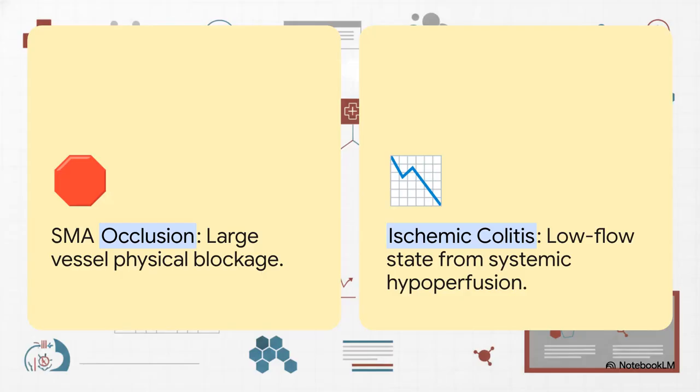Let's contrast the hemodynamic profiles directly. That SMA ischemia we just covered, that's a large vessel occlusion, a literal physical blockage, like a thromboembolism. Ischemic colitis, on the other hand, is strictly a low-flow state. It's a profound hypoperfusion injury that happens directly because of a systemic hemodynamic drop. It's a completely different mechanism.